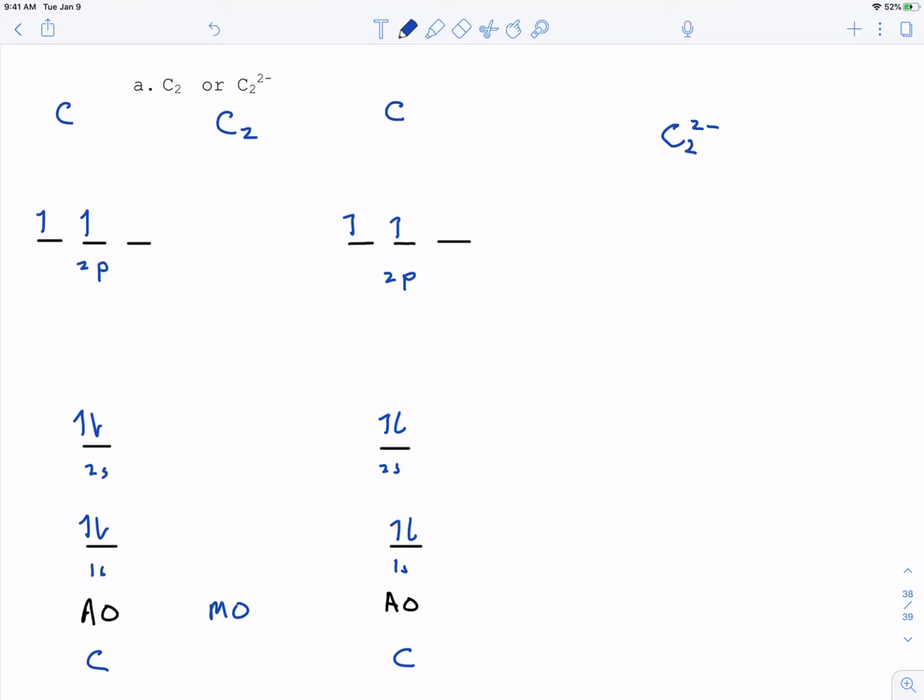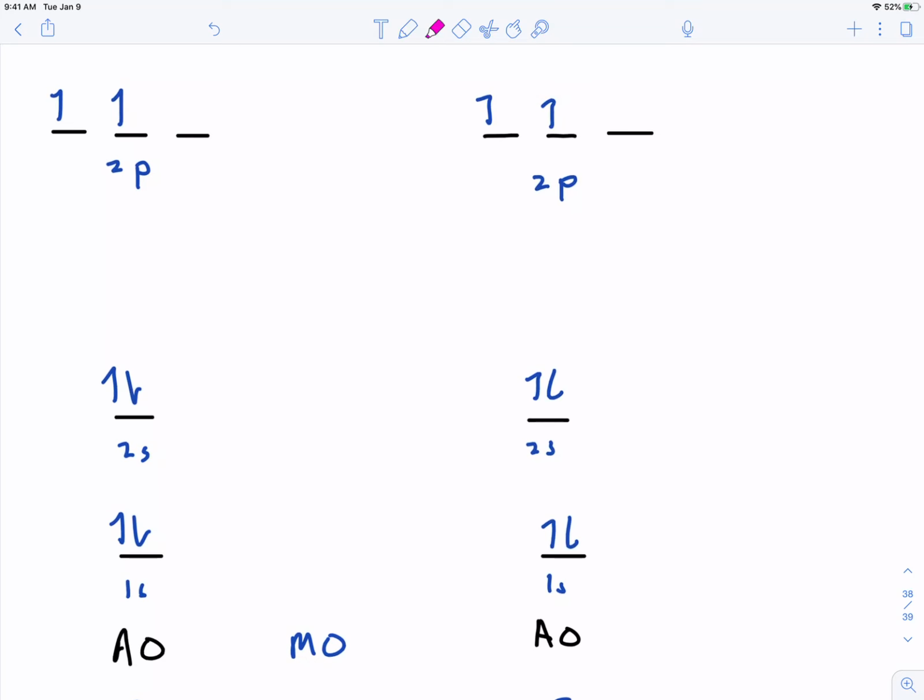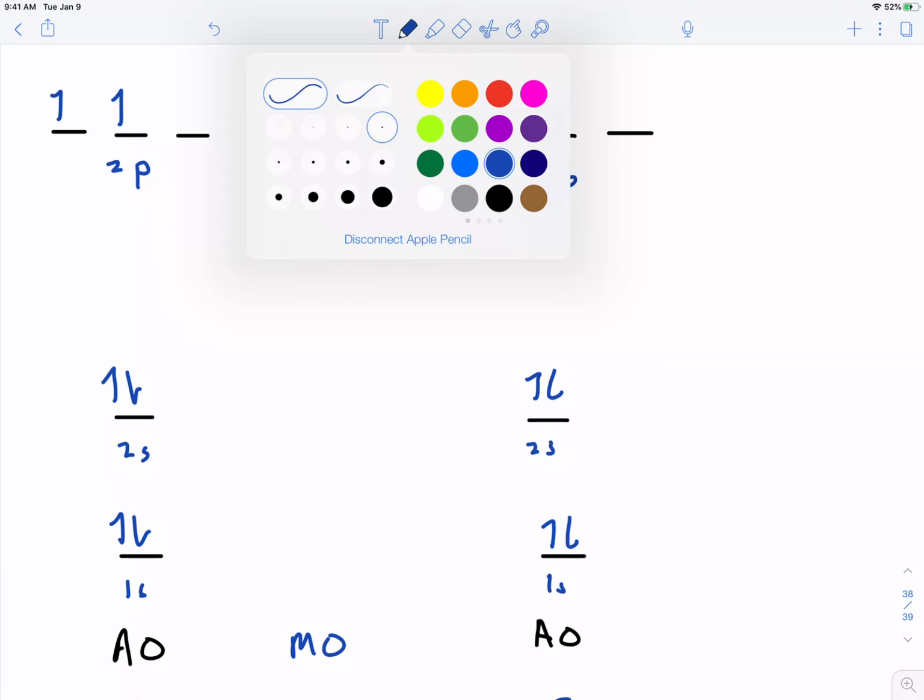We're going to draw the molecular orbitals for C2, and then we're going to draw the molecular orbitals for the C2 2- ion. So I've already drawn out the atomic orbitals for 2 carbons. We're showing all the atomic orbitals. Carbon has 6 electrons, and we're showing 2 of them. And we're going to now show the molecular orbitals.